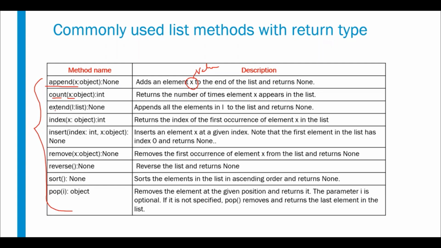And then the extend method. The extend method appends all the elements in a list to the list and returns none. What this does is we can specify a few values here, and those values will be added to the existing list. Suppose the list already has 5 different values, 1, 2, 3, 4, 5. Suppose I want to add 6, 7, 8. Then we can pass 6, 7, 8 here.